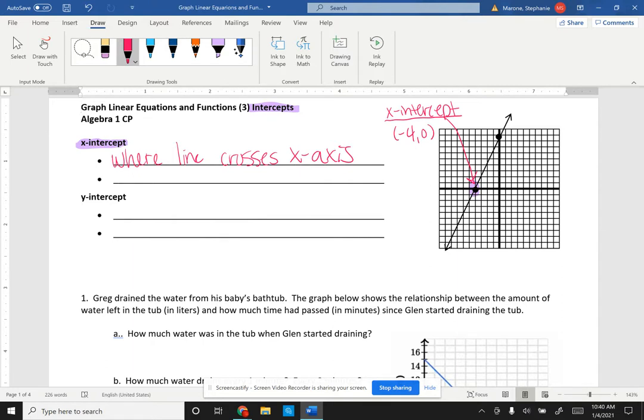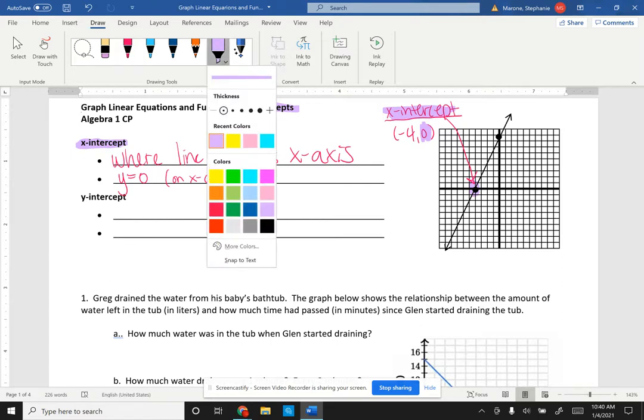Whenever you have an x-intercept, it's going to be along the x-axis, and the y value is always going to be 0. Always, always, always 0. So for your x-intercept, y is always 0 because it's on the x-axis. If the point is on the x-axis, the y value is 0. And I'm going to write that in there, so y is equal to 0, and we're going to come back to that line.